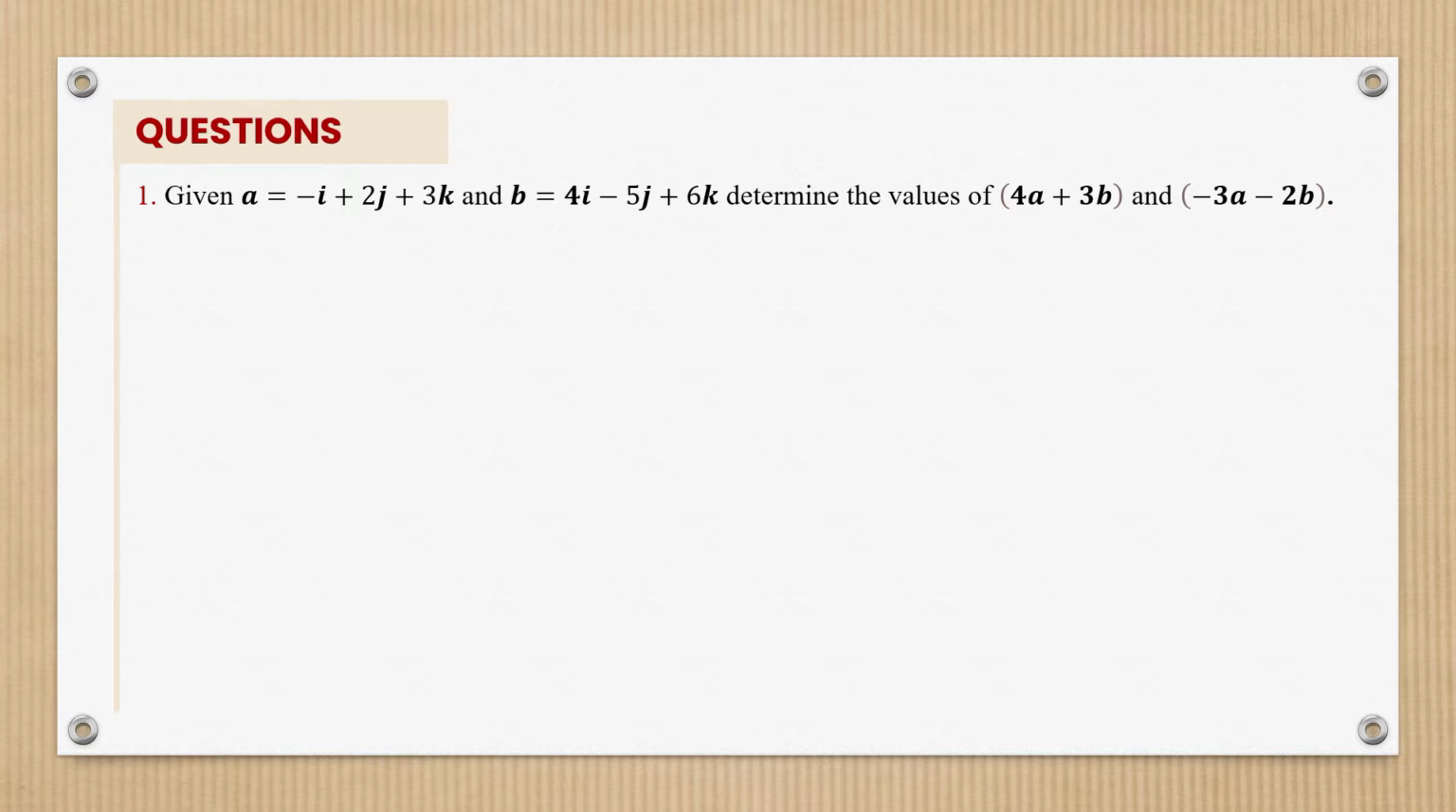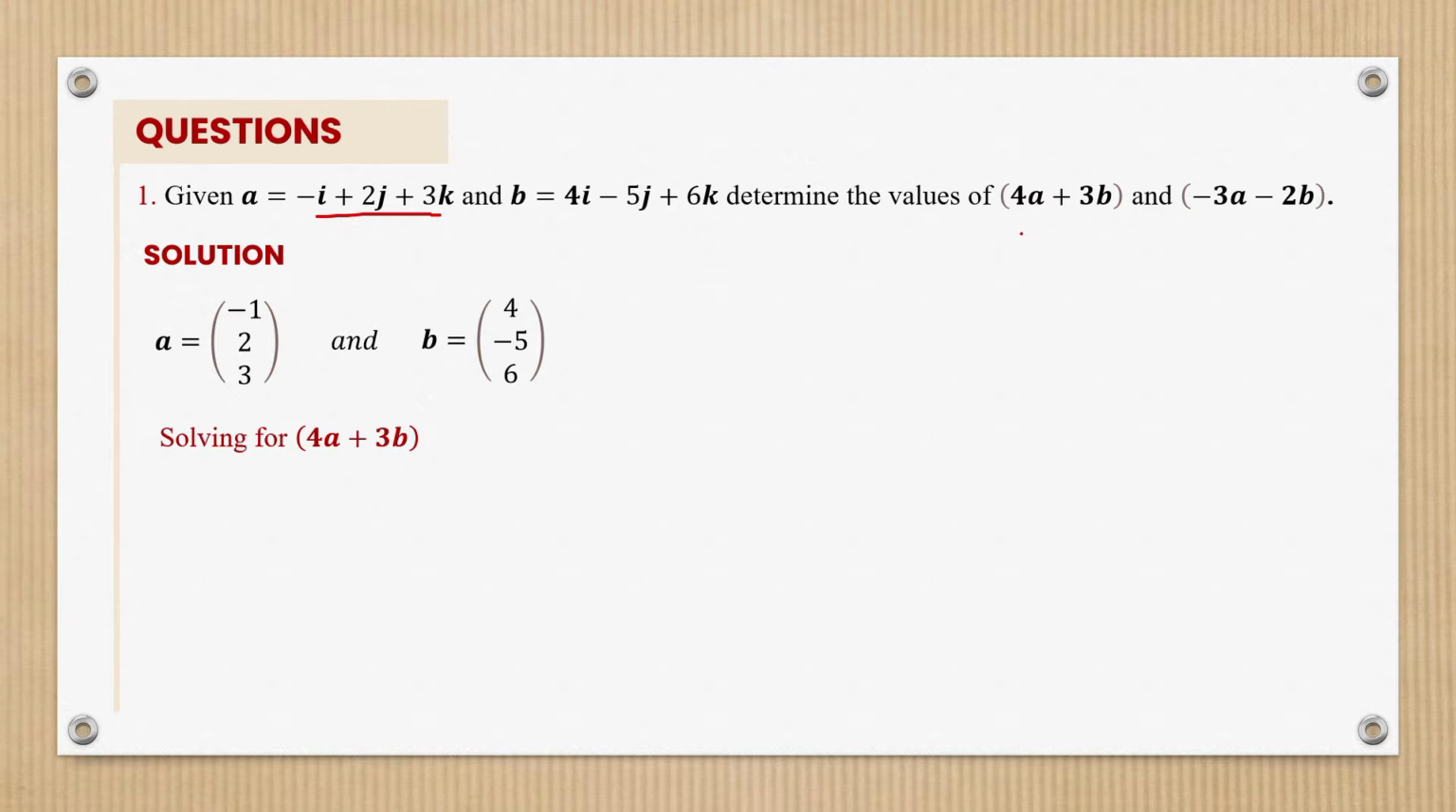Alright, let's look at some questions. Given A is equal to negative i plus 2j plus 3k and B is equal to 4i minus 5j plus 6k, determine the values of 4a plus 3b and negative 3a minus 2b. Now we know that A is equal to negative 1, 2, 3. So we've converted this into a column vector form. Then we also have B being equal to 4, negative 5 and 6.